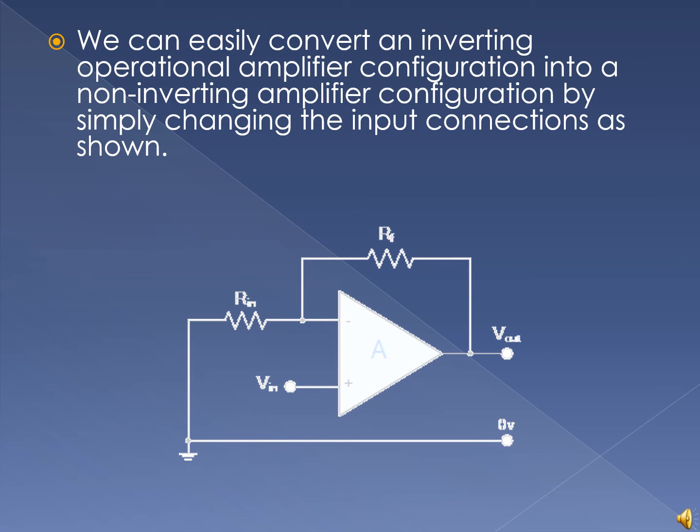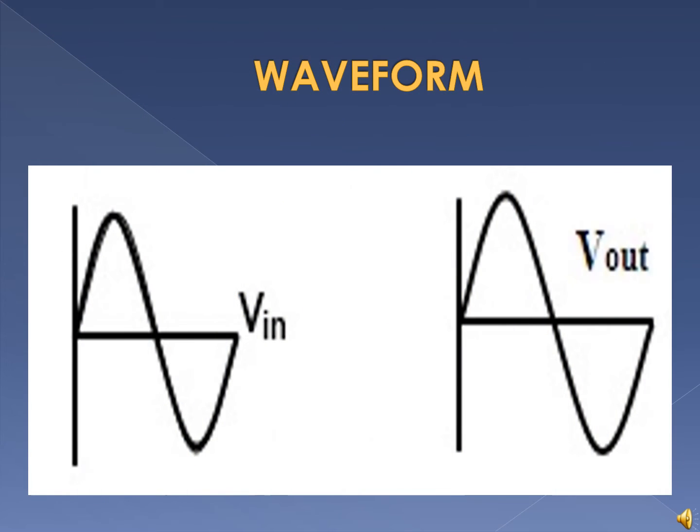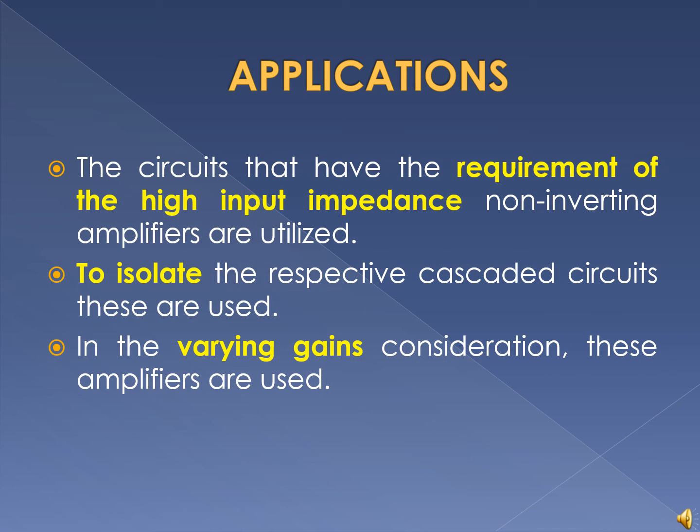By changing a few configurations, we can convert an inverting to non-inverting amplifier and vice versa. The waveforms are as follows. A non-inverting amplifier is used for high input impedance circuits, to isolate cascaded circuits, and to vary gains.